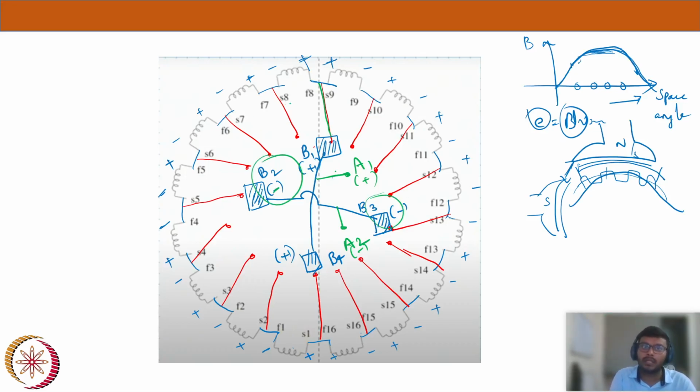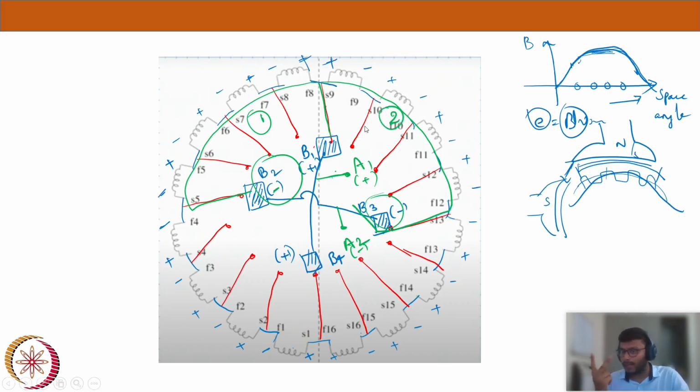How can it reach B2 or B3? One path is, the current will go like this, and this is one path, and it comes like this. This is one parallel path. Parallel path means the path for the current to flow to complete its circuit. Again, we have another parallel path between B1 and B3, because B3 is negative. It will start, see, it will come like this, go through all these coils, and here it will reach the negative. So this is the second parallel path. So each brush is having two parallel paths for the current.